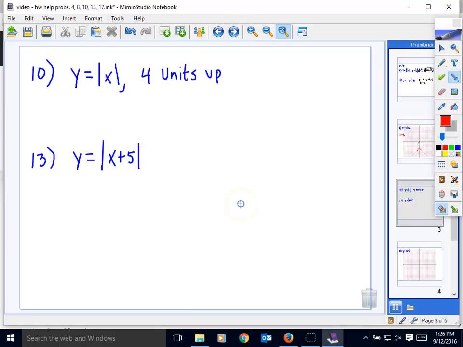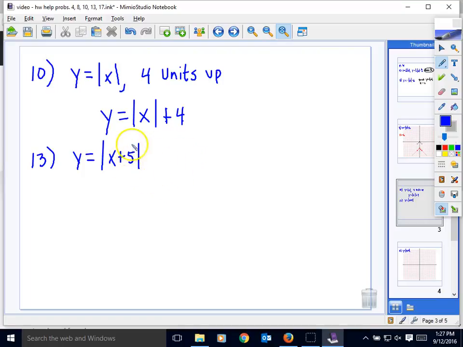All right, let's jump to number 10. Write an equation for each vertical translation. So here's the parent function, y equals the absolute value of x. If we're going to translate this parent 4 units up, that would result in this equation: y equals the absolute value of x, and then outside we would have +4. Okay, easy enough.